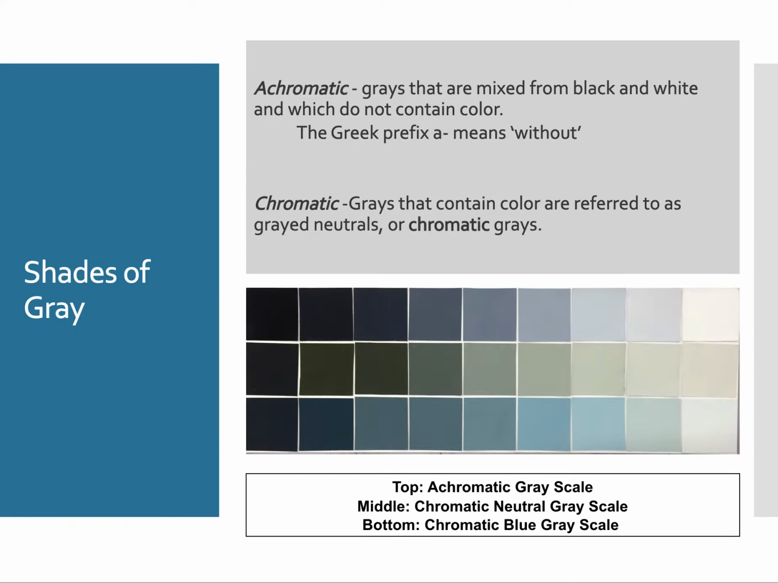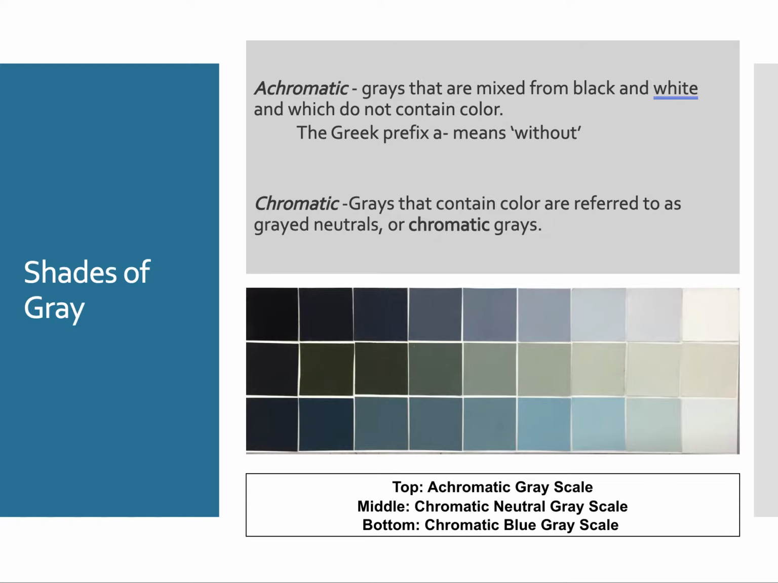Okay, so achromatic means grays that are mixed from black and white that don't contain any color. Chromatic are shades of grays that contain color. So you can see an image here, across the top, it's just black and white. There's no color added at all. Well, there's not supposed to be. It looks a little blue to me, but it could just be my screen.